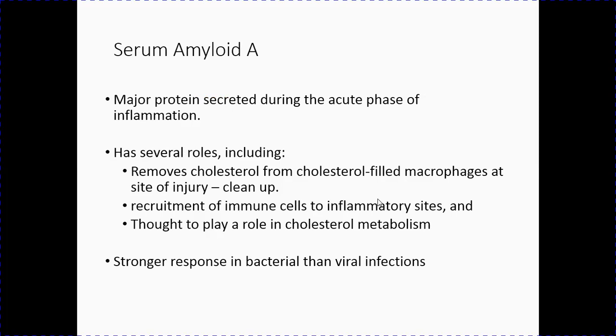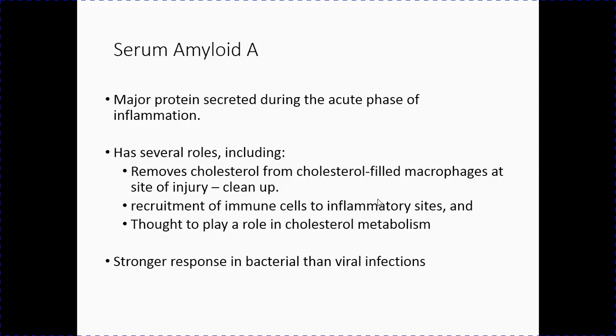The next acute phase reactant is serum amyloid A. It's a major protein secreted during the acute phase of inflammation, that we're going to talk about briefly. It also increases 1,000-fold, but it's a low molecular weight compound. I think it's around 11,000 Daltons, if I'm not mistaken in my memory. It's not in the book right there, but I'm pretty sure I'm right.